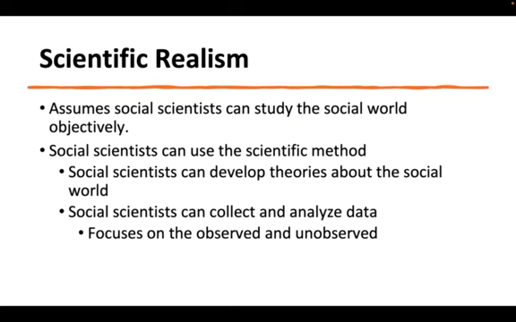Scientific realism, which is a close relative of positivism, assumes that social scientists can study the social world objectively. They can also develop theories about the social world. What's different about scientific realism is that even though social scientists, as you do with positivism, can collect and analyze data, you can also focus on not just observed behaviors and have things to say about that, but also unobserved behaviors. What didn't happen, in other words. So a scientific realist differs in that the scientific realist can think about unobserved behavior and try to explain it as well.